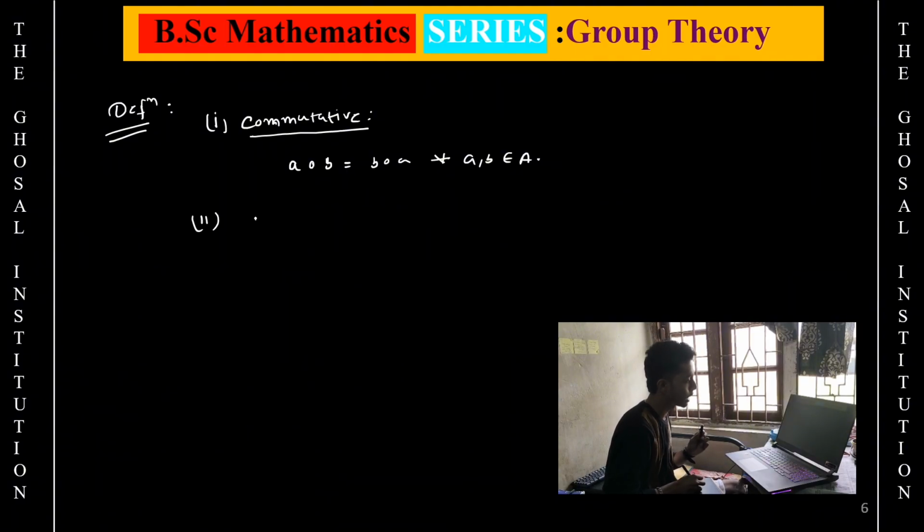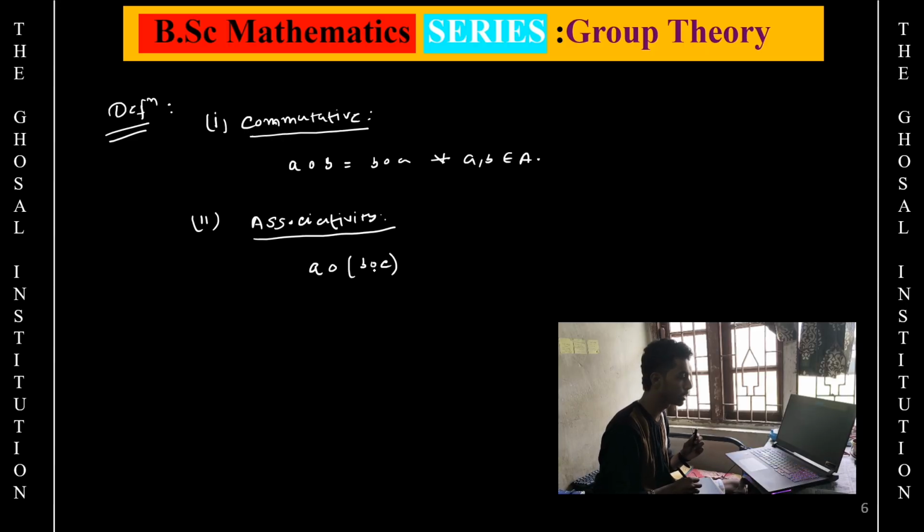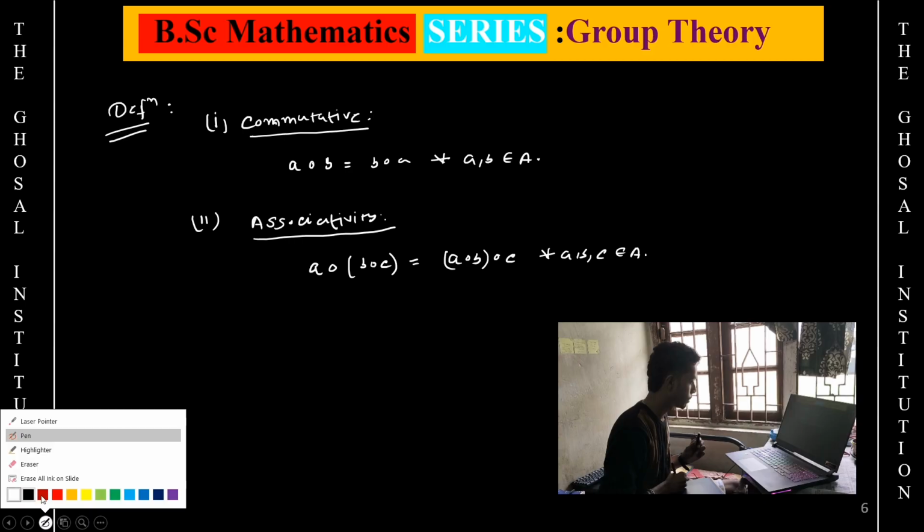The second one is associativity. What does it mean? Associative means that if you do A compose with B compose C, meaning you first do B compose C and then compose with A, or you do A compose B first and then compose C, for all A, B, C in A, and the results are equal, then we say this binary composition is associative.